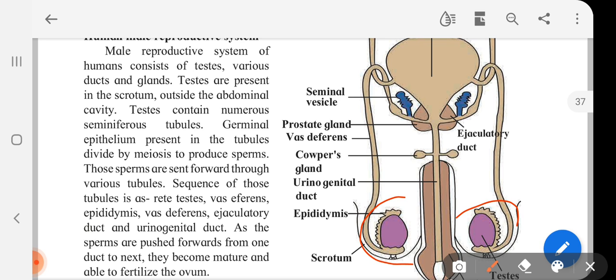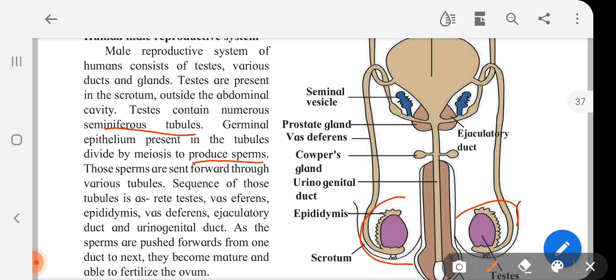Testis contains numerous seminiferous tubules. There are many seminiferous tubules. The germinal epithelium present in the tubules divides by meiosis to produce sperms. So from here the sperms are generated.